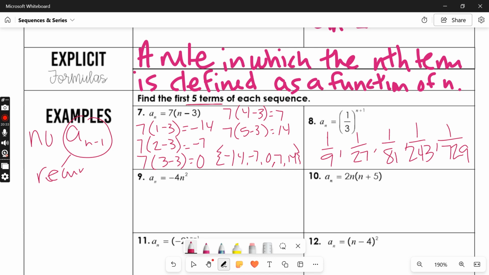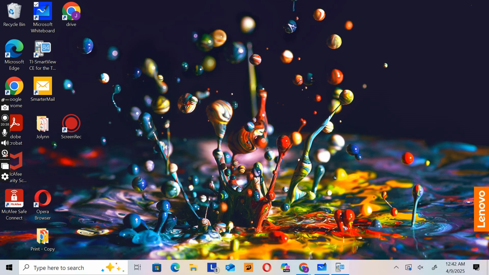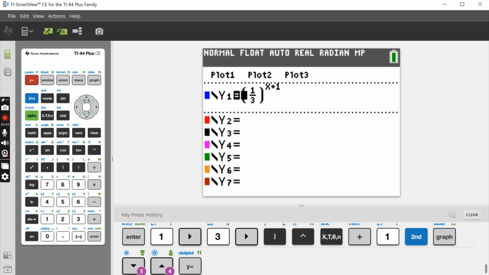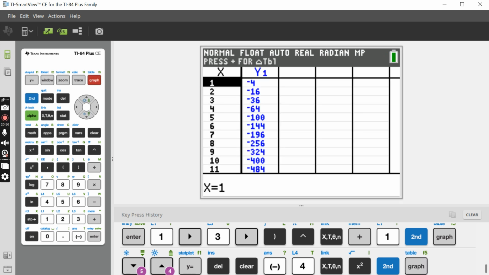Okay, so you could do it again. Negative 4n squared. I'm going to y equals. I'm going to clear all that out. And I'm going to type negative 4, and I'm going to put x squared. Second table. And I have to make sure I'm starting at 1, and it just wants those first 5 terms. So 1, 2, 3, 4, 5.